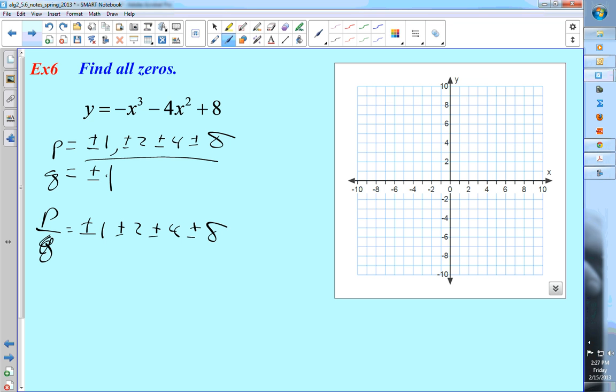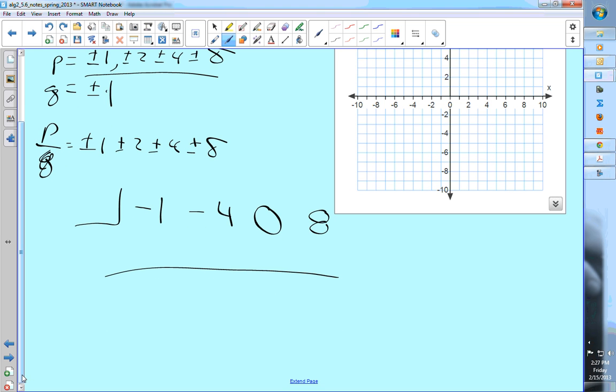So when we synthetically divide here, where is everybody going to make the mistake who makes one? Excellent observation. There's no X term. So when we're doing the synthetic division, it's negative 1, negative 4, 0, 8. And I know from experience that of the people who screw this up, 9 out of 10 of those people will not have a 0 there. And they won't even realize it because everything else works out great. We want to get a 0 right here.